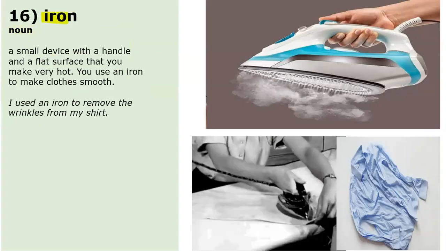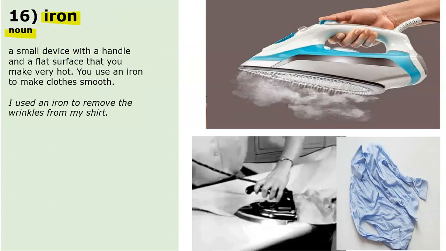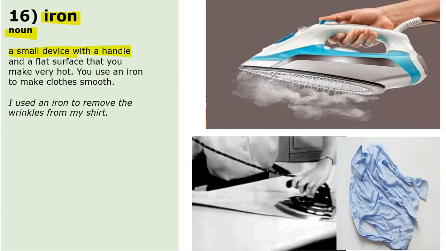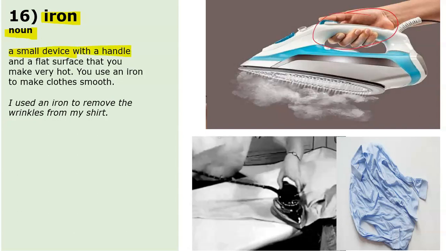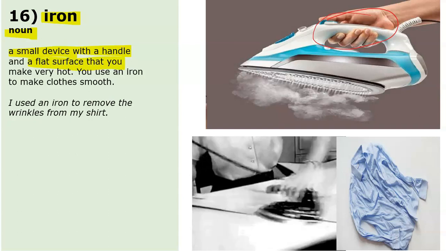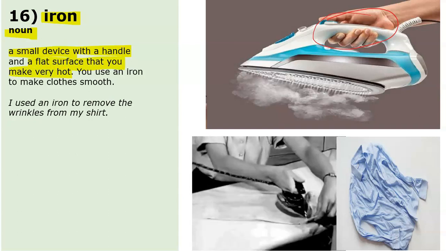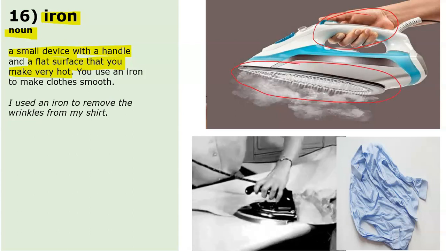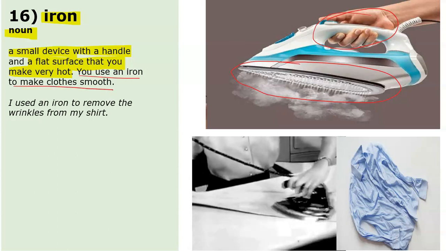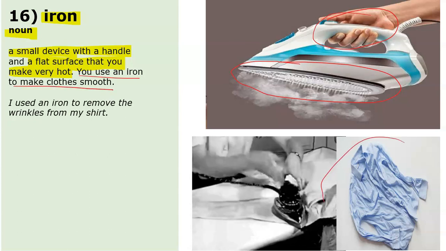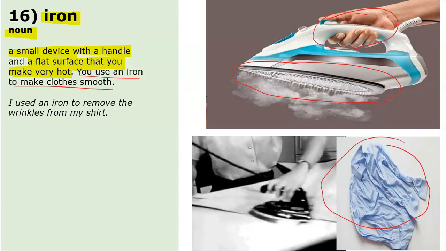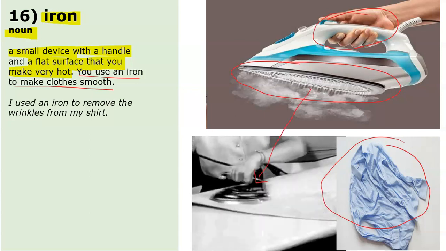Number 16 is iron. Iron is a noun, and an iron is a small device with a handle. So this is the handle here where you hold it, and a flat surface that you make very hot. This is the bottom, the flat part that gets very hot. And we use an iron to make clothes smooth. So sometimes our clothes will look like this. They will have many wrinkles on them. So we can use this hot iron to make our clothes smooth.